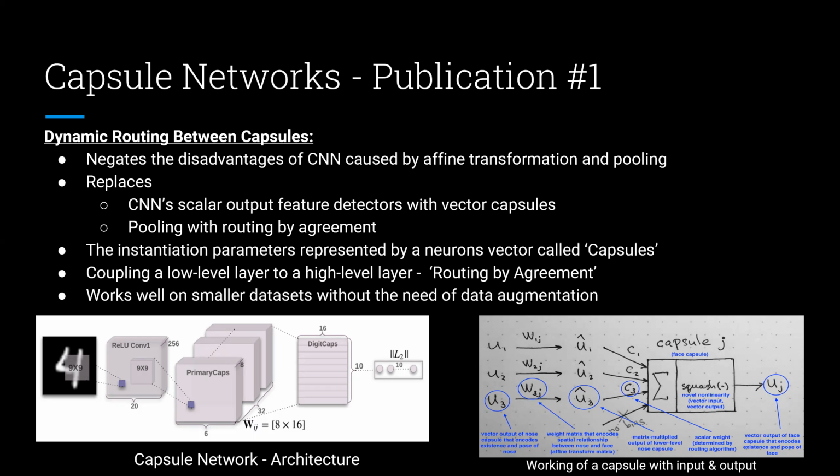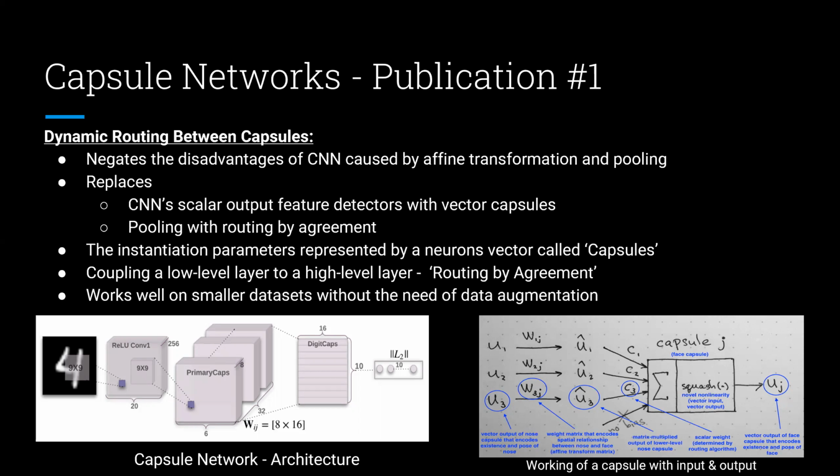So the instantiation parameters, which are nothing but the orientation, the pose and so on, are represented by means of a vector called capsules. Routing by agreement is nothing but coupling a lower level layer with a higher level layer. So coupling my nose with my face. Nose is my lower level feature and face is my higher level feature.